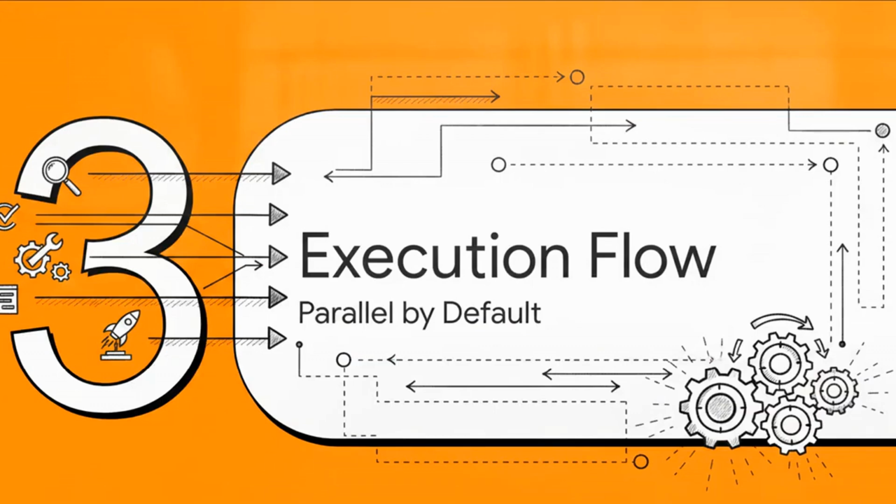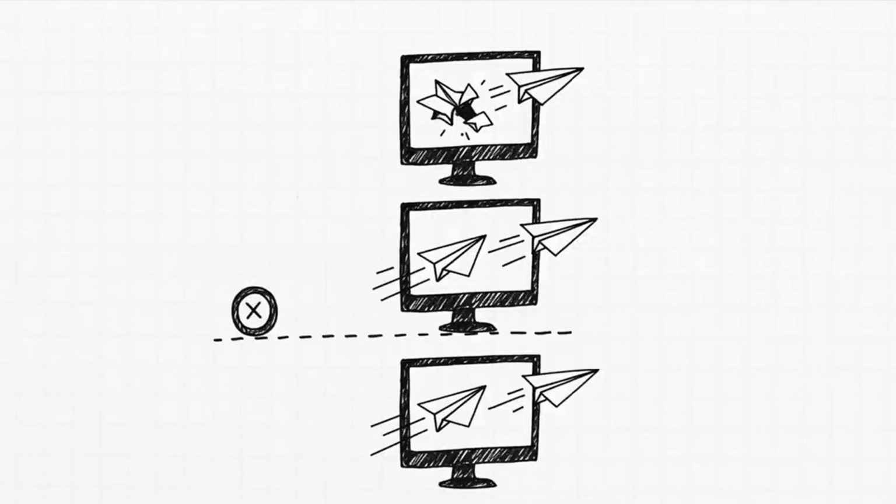Section 3, Controlling Parallel Execution Flow. Now, there's a default behavior here that catches almost every beginner off guard. If you write a workflow with a linting job, a testing job, and a deployment job, GitHub is going to start all of them in parallel, right at the exact same time on completely separate virtual machines, which, yeah, is incredibly fast.